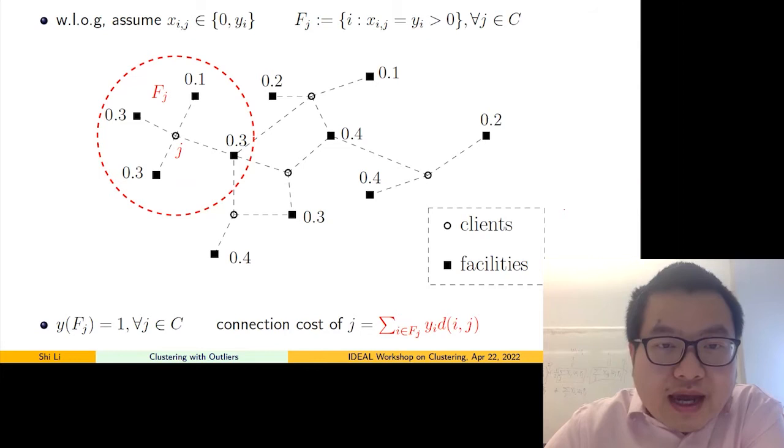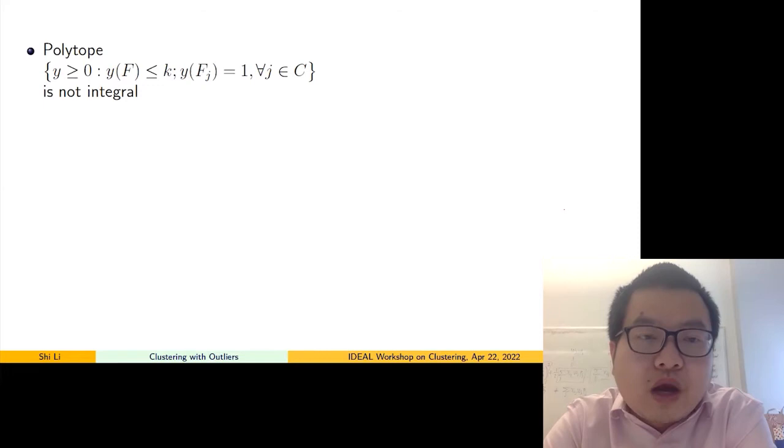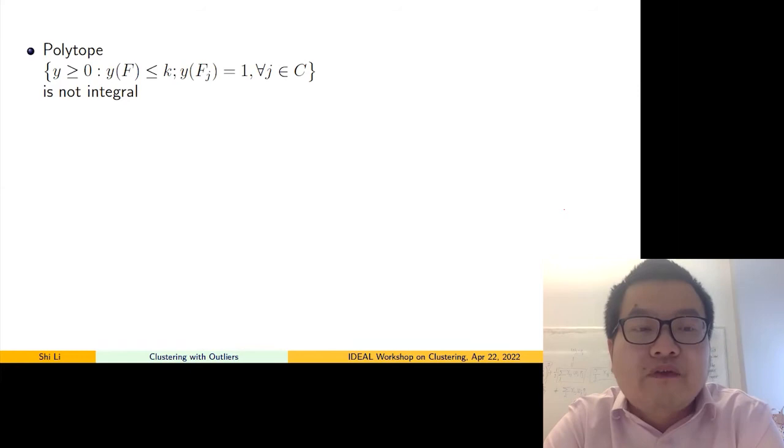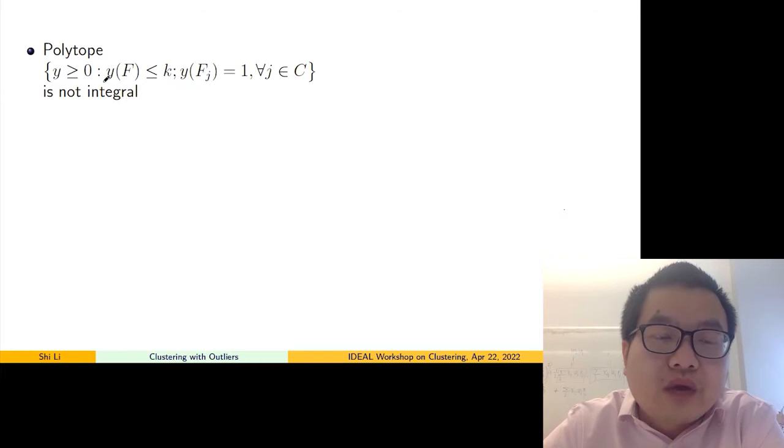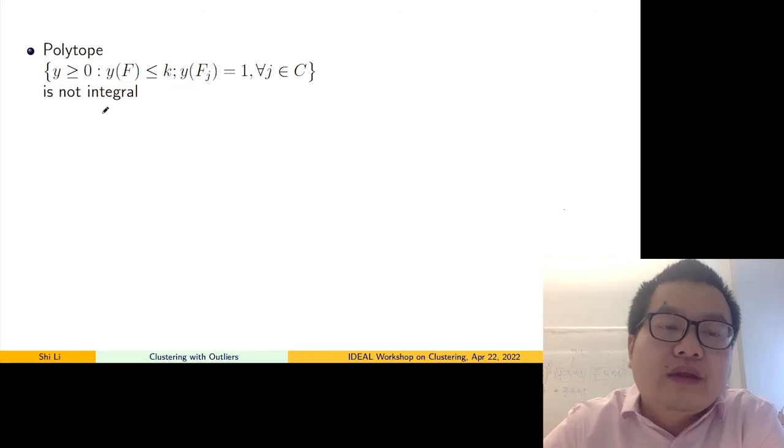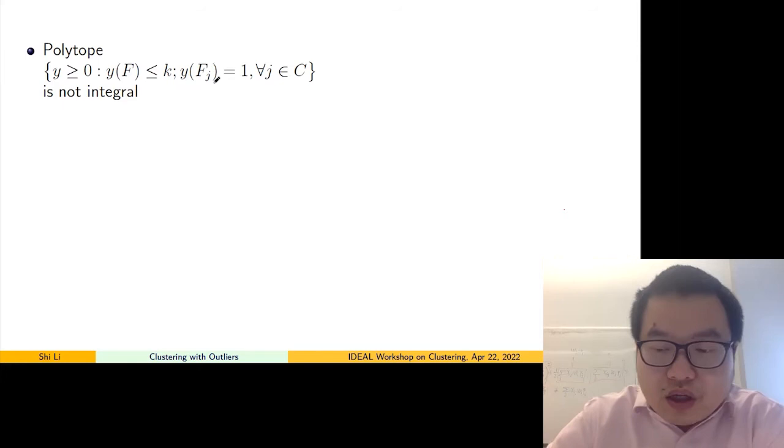Since we are trying to design an iterative rounding procedure, we hope that the polytope is good. The ideal case is that the polytope itself is integral. However, this is not the case if you have all the constraints in the LP. You require the sum of Yi to be at most k, and the sum of Y over Fj to be exactly one for every j in C. This is not an integral polytope, since the Fj can overlap.